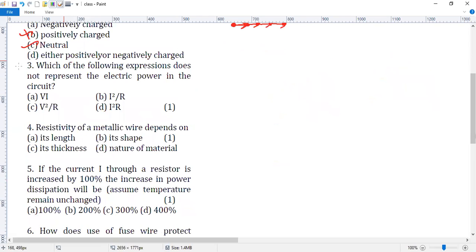Question number 3. Which of the following expressions does not represent electric power? Interesting question. Quick answer. B. I squared by R. I squared by R should be the correct thing. And power is equal to VI is one expression which for sure we know. So this is the correct expression.